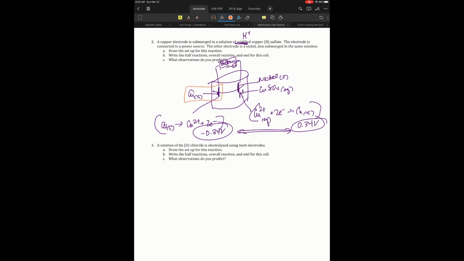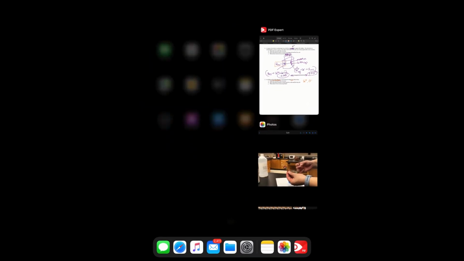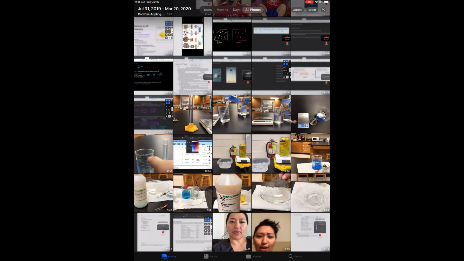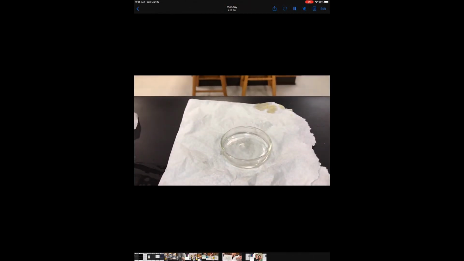All right, last up, it says we have a solution of tin(II) chloride that is electrolyzed using inert electrodes. Again, inert is the clue that you don't have to worry about what those electrodes are made of, meaning all you're going to think about is what's in your tin(II) chloride solution, which is going to be some Sn2+ and some chloride ions. And it says to go ahead and draw the setup. So let's go ahead and get that cell.